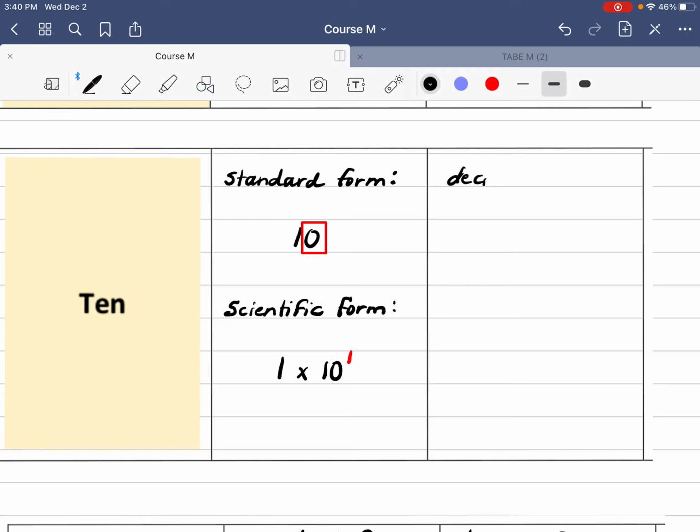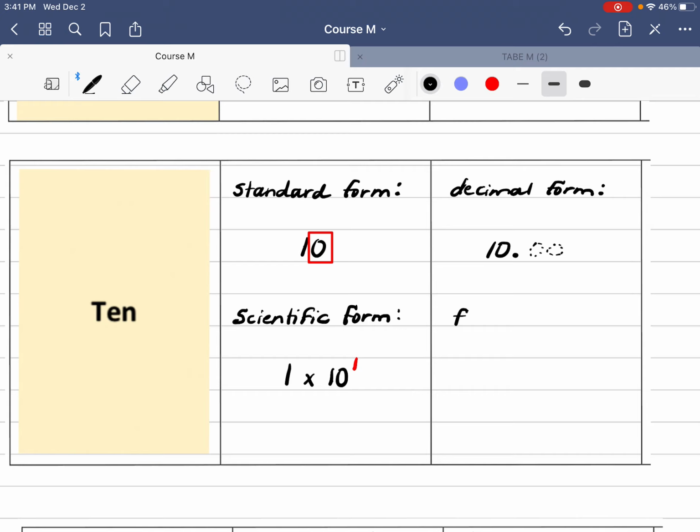Decimal form. Can you do it without me? Sure you can. Look at how much you've learned today. And fraction form: standard over a denominator of 1.